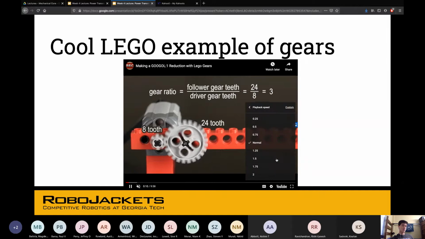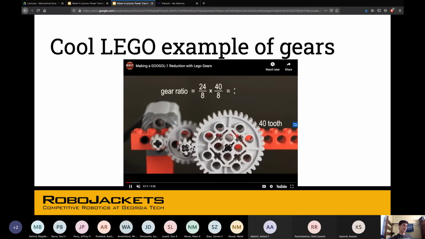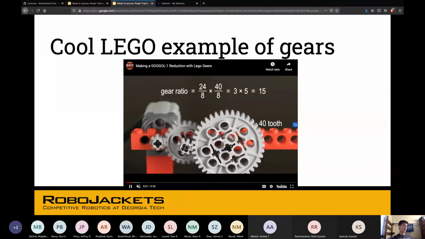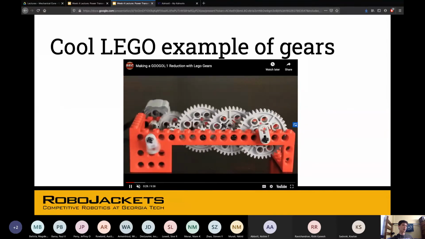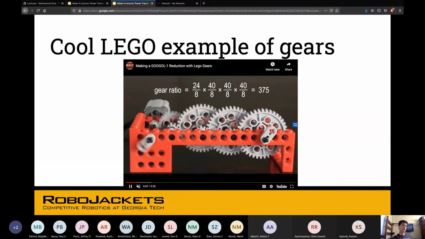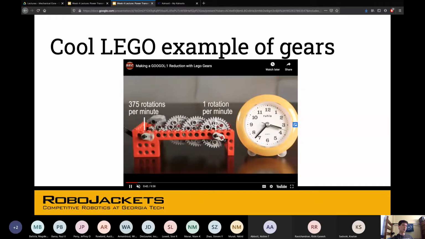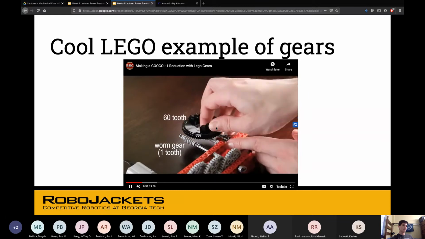So this person has just a lot of Lego gears. And you see, this is the motor, and it's spinning this tiny gear really fast, which, as he's increasing the number of teeth, they're turning slower, but they're putting out more torque. And when you get your gear ratios perfectly, then you can end up with a predictable rotation.